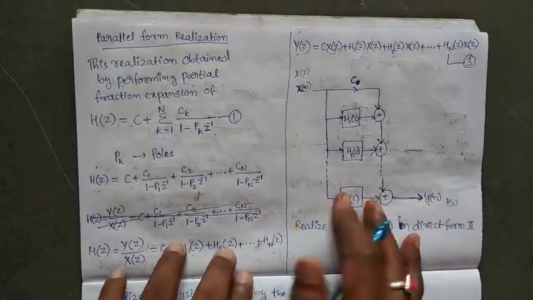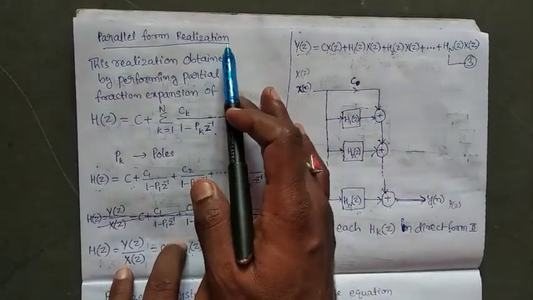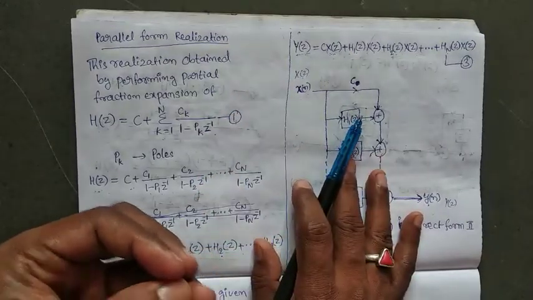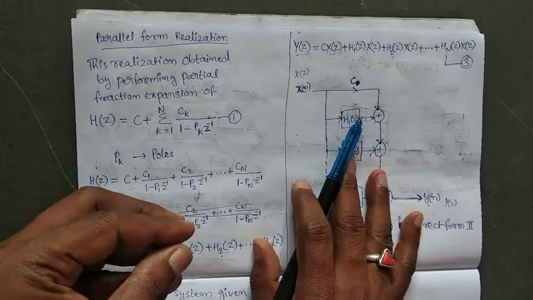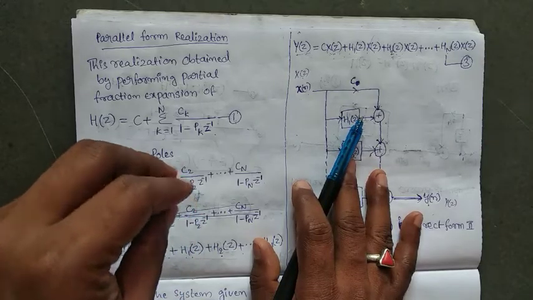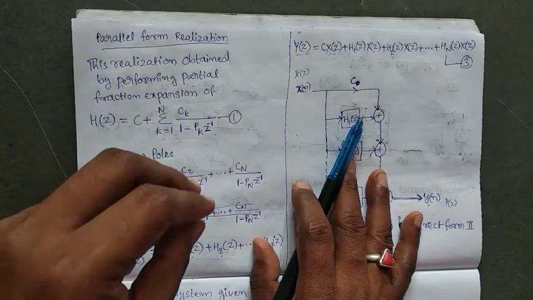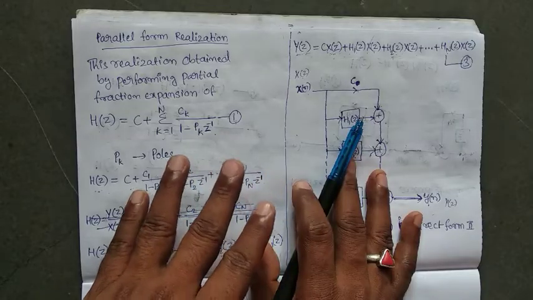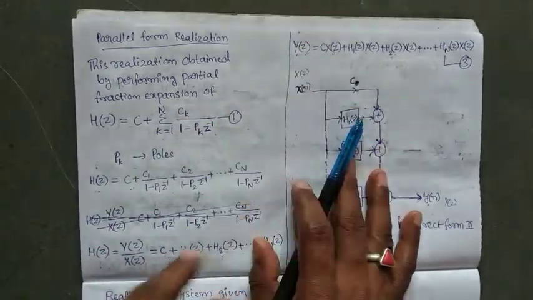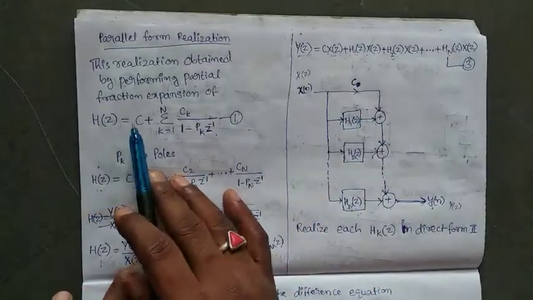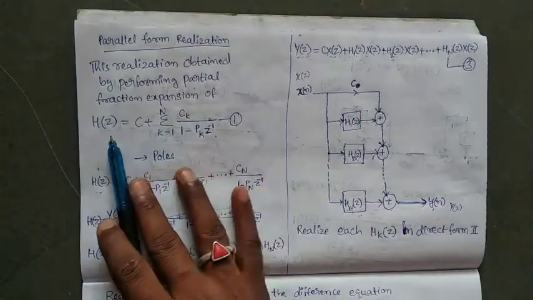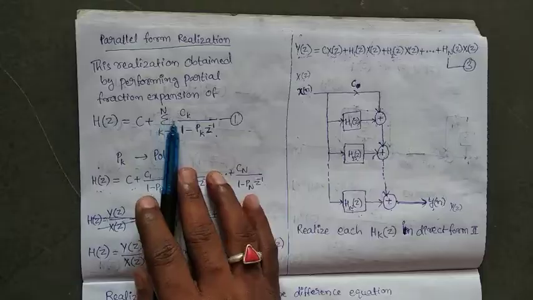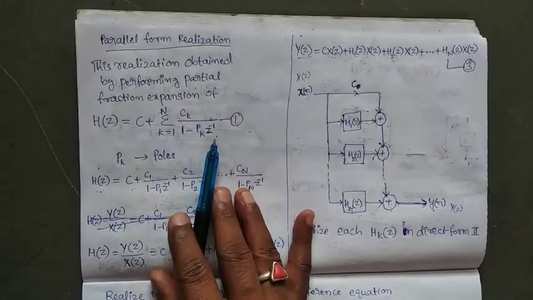Here in this lecture, we are discussing parallel form realization of IIR digital filters. If the system is given as a difference equation, then first of all we determine the system function H(z) of the system. After determining H(z), we expand it by partial fraction expansion of the form H(z) = C + summation k = 1 to N of c_k / (1 - p_k z^-1).